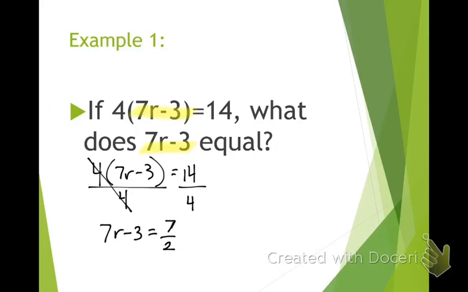So to answer their question, what does 7r minus 3 equal? Well, 7r minus 3 equals 7 over 2. And that is an equivalent equation to the one we had up at the top. Moving on to the next slide.